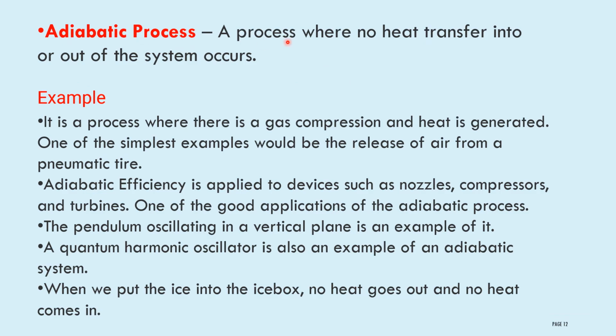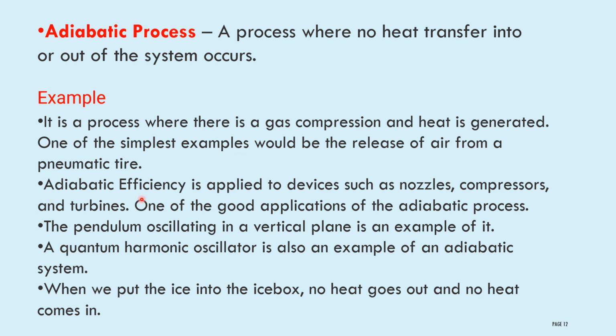Adiabatic process: a process where no heat transfer into or out of the system occurs. Adiabatic process means there is no transfer of heat inside or outside the system. Let us discuss with an example. Example, release of air from a pneumatic tire. In this one, it is a process where there is gas compression and heat is generated. When you release air from a pneumatic tire, the compression of gas takes place. Then automatically the heat is generated.